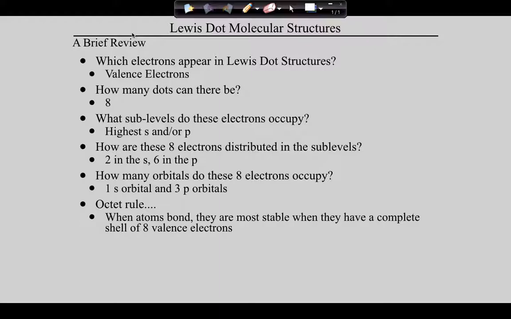Okay, so guys, when we talk about the Octet Rule, we're talking about 8. And so when we talk about 8, the Octet Rule says this: when atoms bond, they are most stable when they have a complete shell of 8 valence electrons. That is going to be our guiding principle for the entire day, the entire unit, the rest of the year. Guys, when atoms bond, what they're trying to do is get 8 valence electrons. And so when we start drawing these Lewis dot structures, we're always going to be looking for full shells of 8 valence electrons. That's going to be sort of your goal for the day.